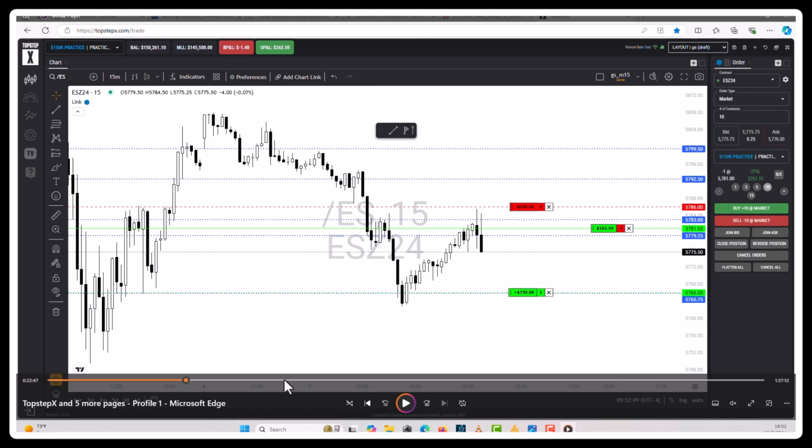You see, at one time we had 1 R right there. 250 is 1 R. We can take a quick profit right there.